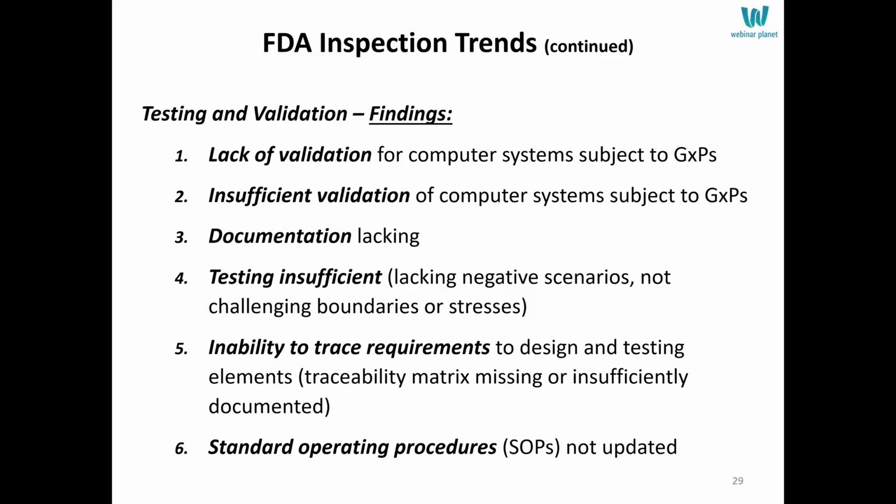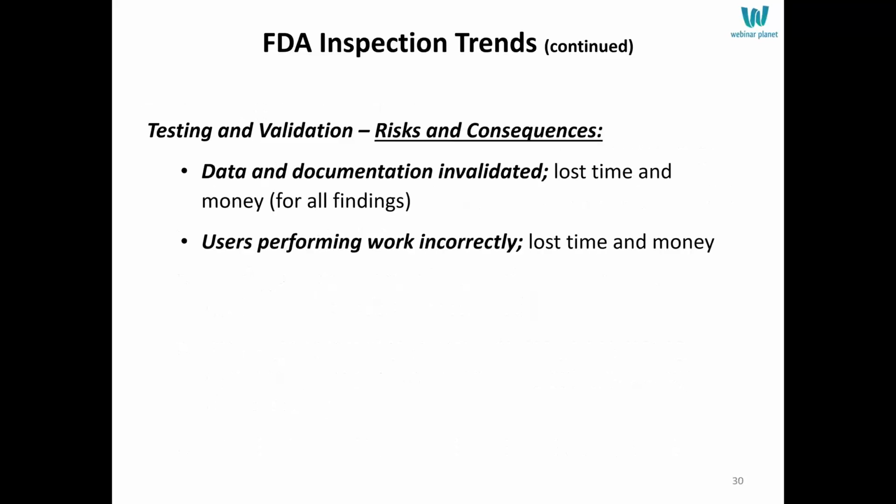With testing and validation, some companies are not doing validation, insufficient validation, not having the right level of documentation, not testing sufficiently, not tracing requirements to all of your test scripts, and not having your standard operating procedures updated. And with testing and validation, the risks and consequences are that data and documentation may be invalidated. So you're going to lose time and money because data will be discarded and you'll have to redo the work. Users performing work incorrectly, again, the data is discounted and you've lost time and money.